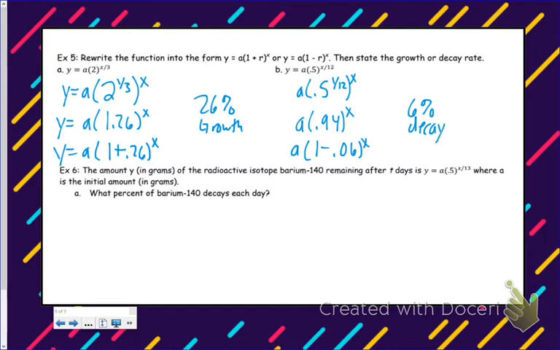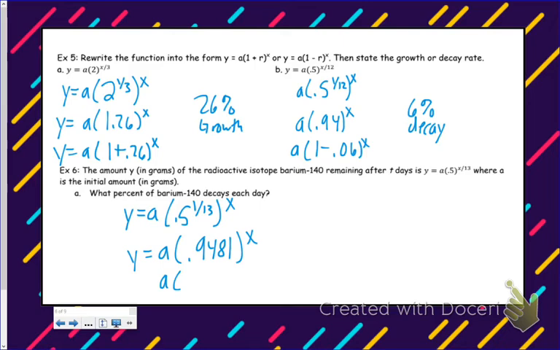All right, and then example 6, if you feel pretty comfortable, pause the video, try this one on your own. All right, so this is somewhat trying to model half-life for you guys. So this is 0.5 to the 1/13, that's raised to the x. The 13th root of 0.5 I can actually evaluate with a calculator. So this is going to become 0.9481 to the x. So I can rewrite that. This is going to show decay because it's less than 1.